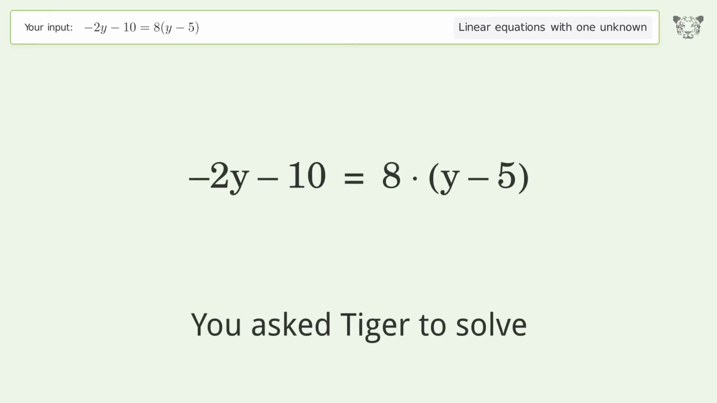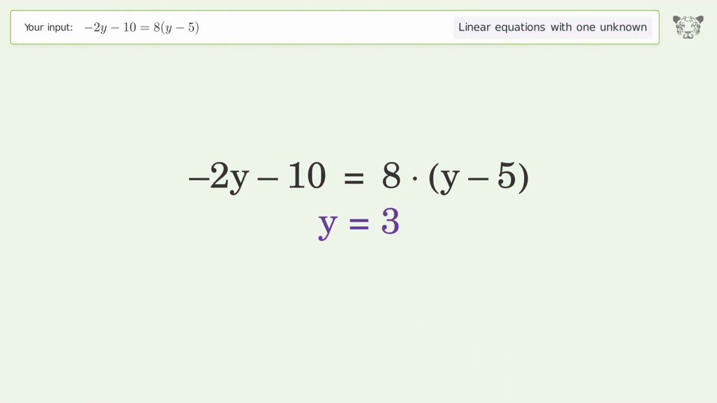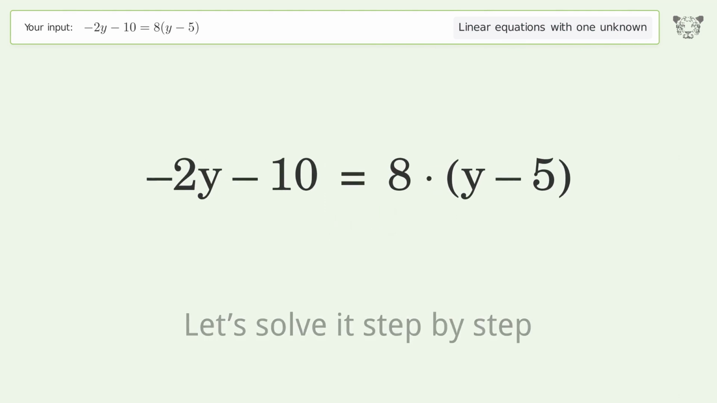You ask Tiger to solve. This deals with linear equations with one unknown. The final result is y equals 3. Let's solve it step by step.